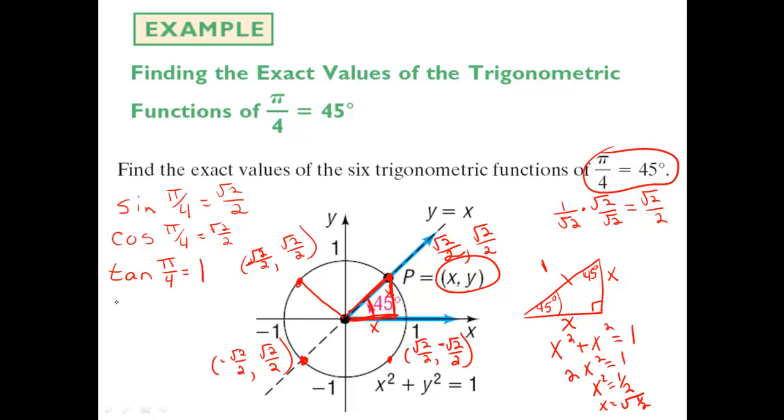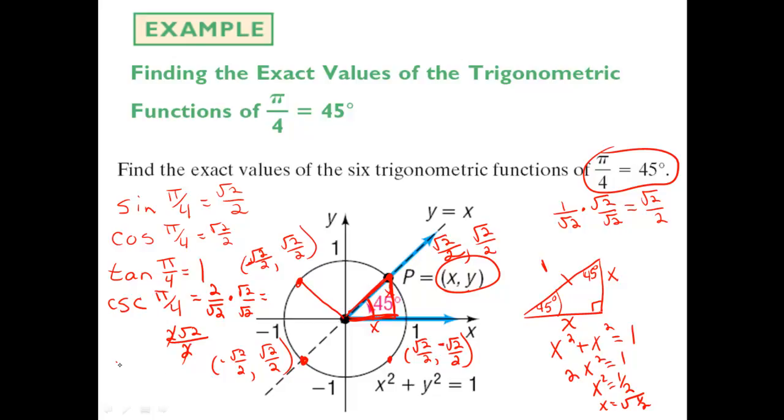And the cosecant is 1 over sine, or the reciprocal of sine. It's also 1 over y. Either way you do it, you're going to turn this 2 over the square root of 2 upside down. And when you rationalize it, you're going to get 2 square roots of 2 divided by the square root of 2 times the square root of 2 is 2, and those 2's cancel. So this cosecant of pi over 4 is just the square root of 2.